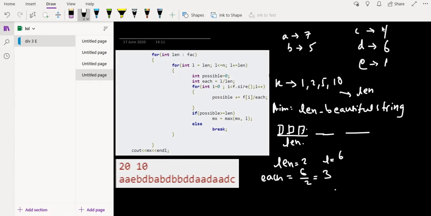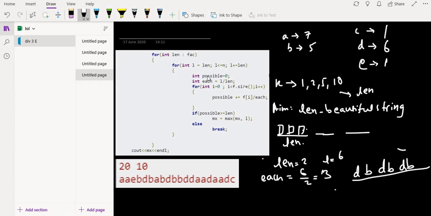That means I cannot form such a string of length 6 with C and E because their frequency is less than 3. However, we can form it using B and D. Let's see how. I place B, a B, a B, and here comes a D, and so on. So this is a 2 beautiful string with length 6. So for each of these len values, I'm basically trying to consider all their multiples and try and find whether I can make such a string or not.